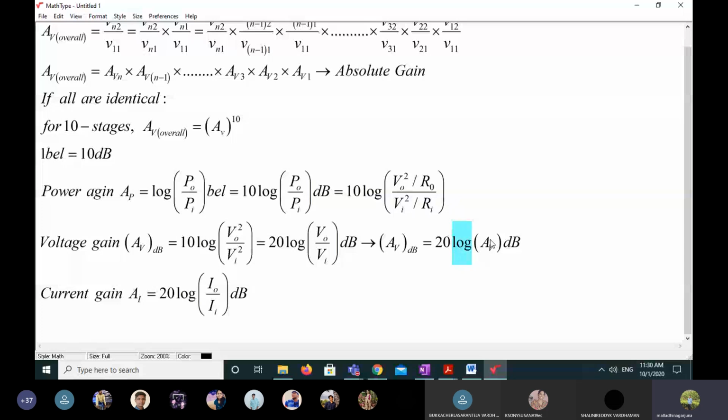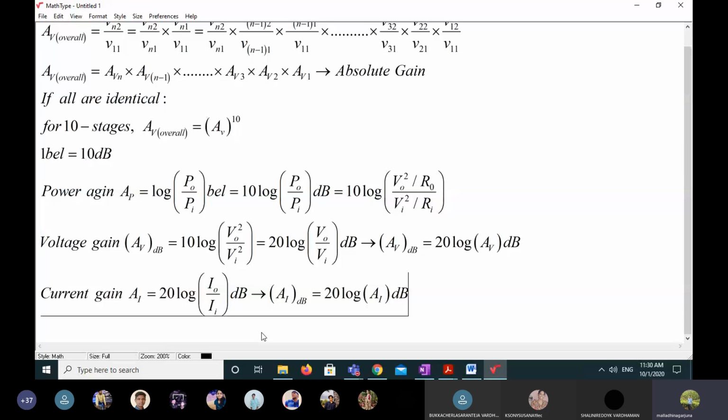Similarly, AI dB equal to 20 log AI. So this is also in terms of decibel. If you want to convert the absolute current gain into decibel gain, you have to take 20 log of absolute gain. So these are the basic formulas for the absolute gain and decibel gain.